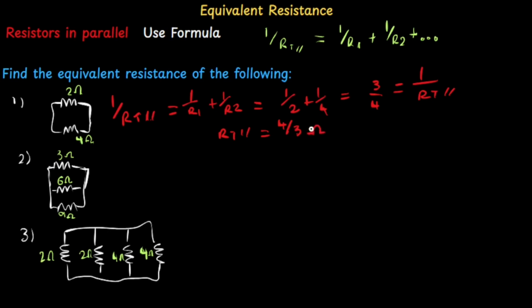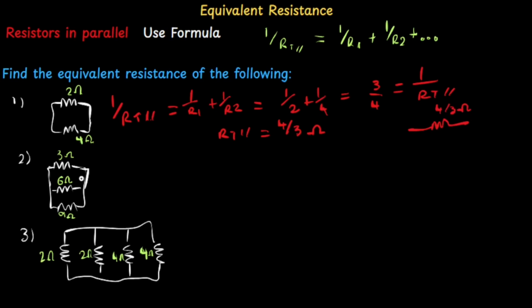And I have officially found the equivalent resistance of this parallel connection. What this means is that if I replace this parallel connection with a resistor of the value 4 over 3, it would not change the way my circuit operates. Let's look at the second example.